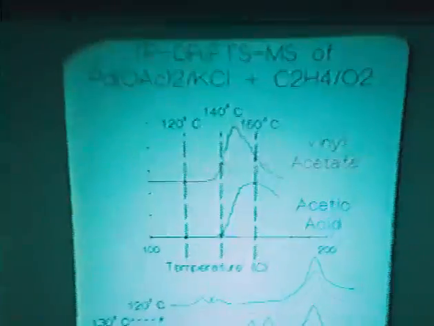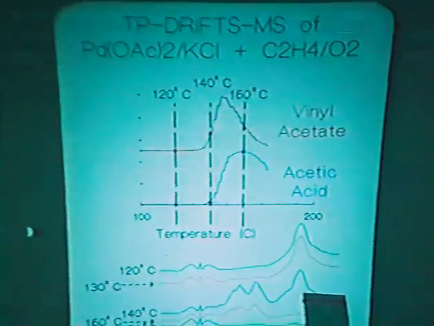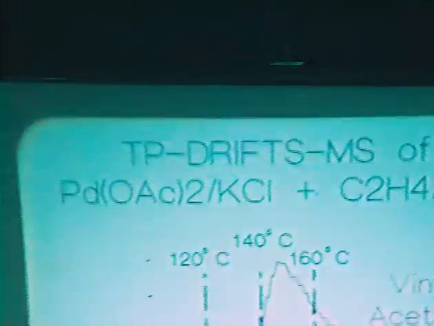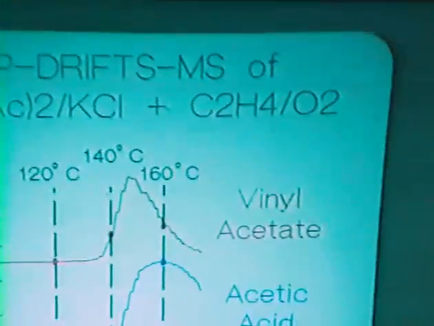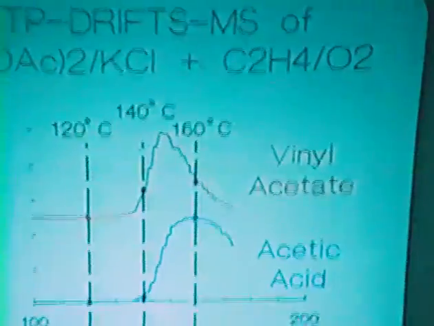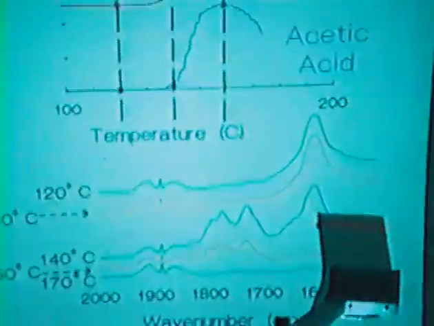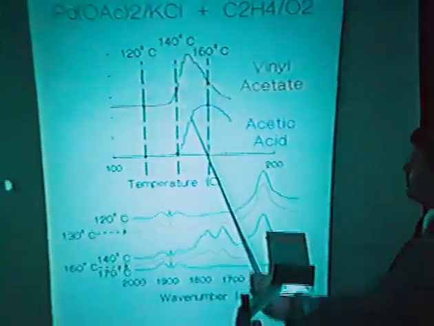But we were rather intrigued by the fact that we actually see palladium acetate being formed during steady state conditions, so we thought, well, why don't we try to see what palladium acetate will do in our experiment. So basically what we have here is a 5% dispersion of palladium acetate physically mixed with potassium chloride. And again, we're doing the same experiment, a temperature program reaction with ethylene and oxygen. Again, we see both vinyl acetate and acetic acid being formed.